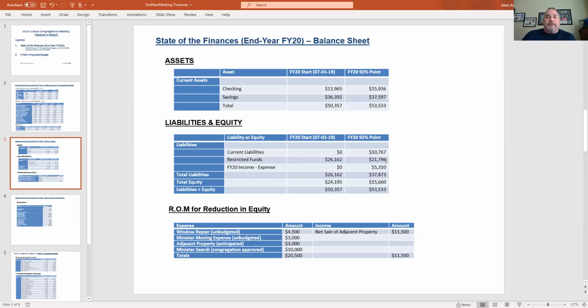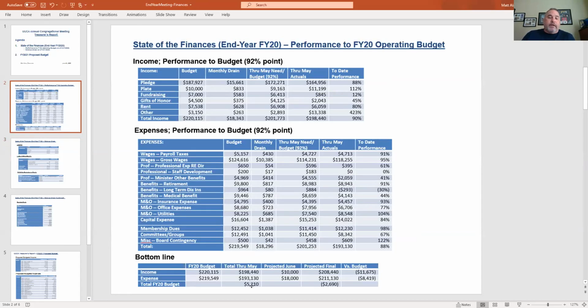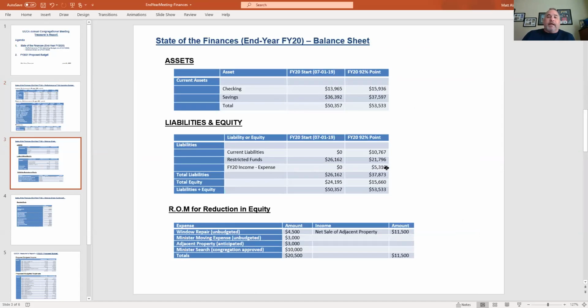Restricted funds, these are where we've committed some of this money to a special purpose. I'll go over those on the next slide. We have the money, it's just that we've committed it, so it shows as a liability. And then finally, this 5,300, this is this number down here where we're ahead. So it is cash we have, but it's committed cash. It's committed to our budget. So if you add up these three numbers, that totals this 37.8. If you subtract this 37.8 from this 53.5, you get 15.6.